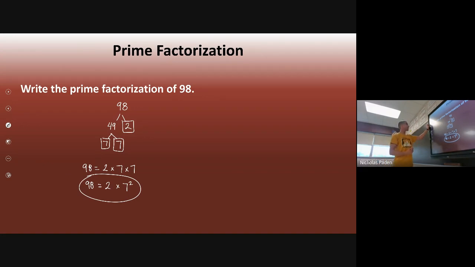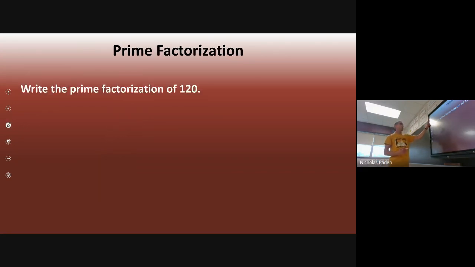Okay, and the last one is the prime factorization of 120. You all pause the video and do that one on your own. Okay, so this factor tree is going to look different for many of you because you probably had different numbers. So I'm going to show you one example, and I'll show you another one as well, but there's a lot of different numbers you can multiply to get 120.